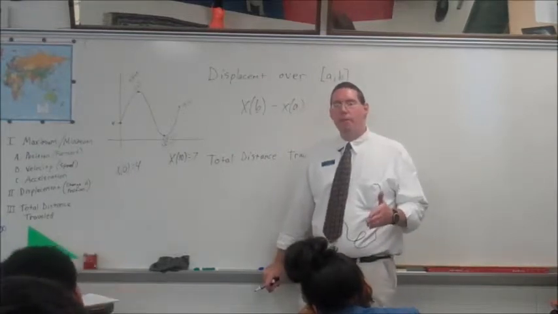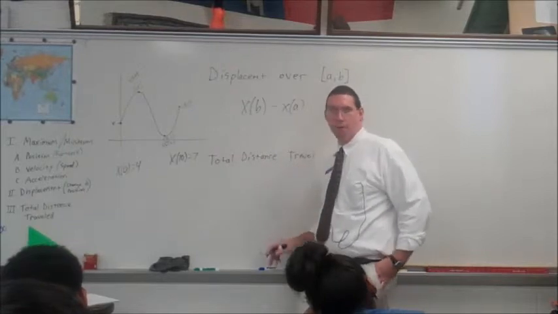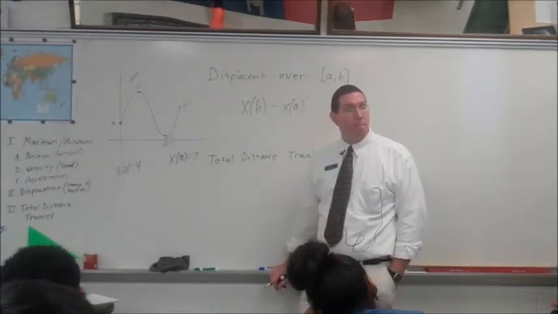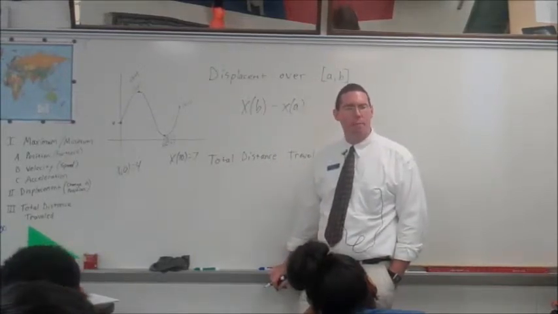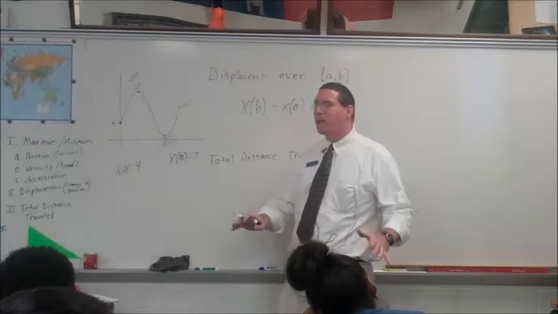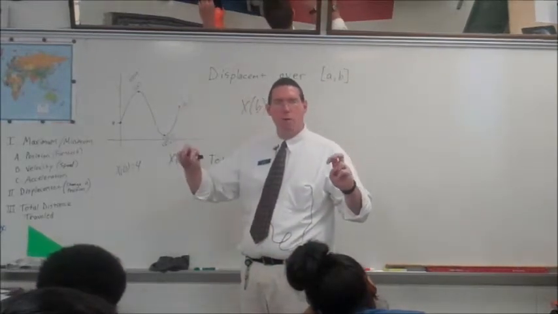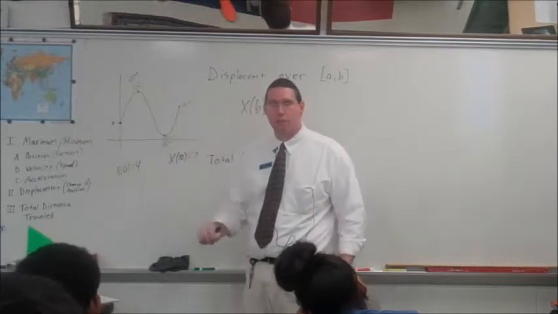What are probably the most important points in determining total distance traveled? Maximums and minimums. What happens at the maximums and minimums? Changes direction. Now, can we know it changed direction using our direction function? What function is our direction function?